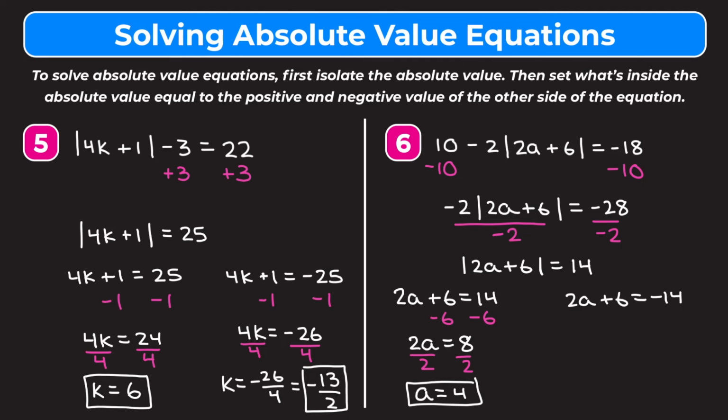And now for our second equation, we also want to start by subtracting 6 from both sides. We are left with a 2a on the left. On the right, negative 14 minus 6 is negative 20. Divide both sides of our equation by 2. We're left with a on the left and negative 10 on the right. So we get that a is equal to 4, or a is equal to negative 10.